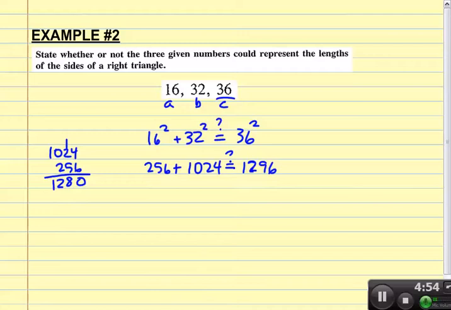Oh, no. 1,280 does not equal 1,296. Not a right triangle. Okay? All right, simple enough. If we don't know if it's a right triangle, we can use the Pythagorean theorem to see if it is. Okay? All right, let's look at the next one.